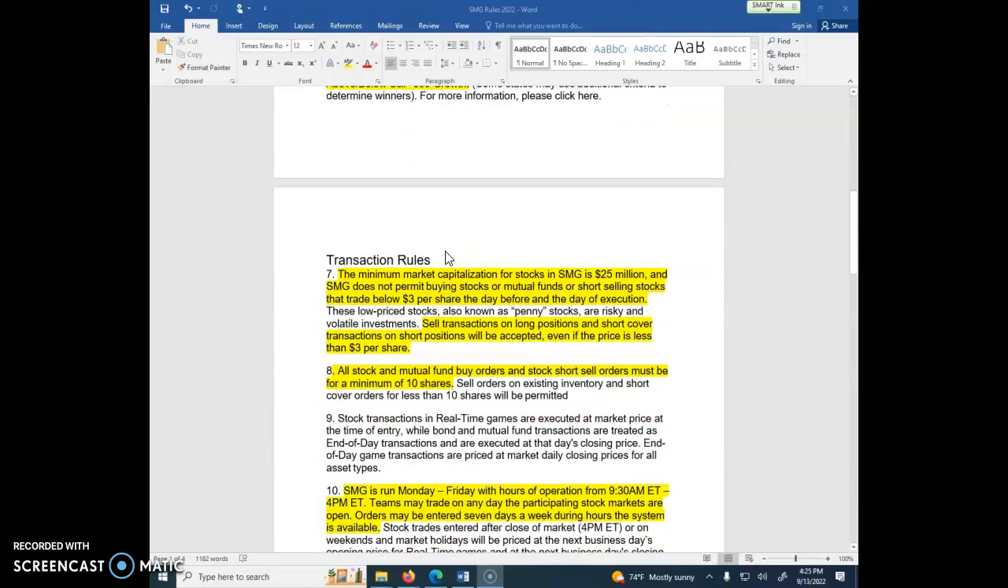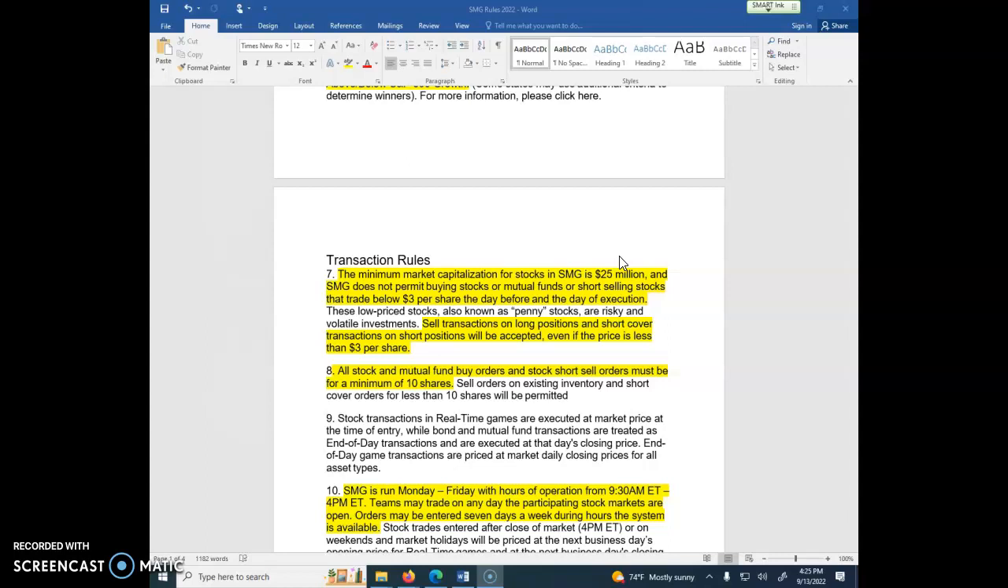More rules. The minimum market capitalization in the stock market game is 25 million. What does that mean? You remember that field, the market cap, that we looked at when we were looking at stock listings? The market cap is the total value of a company's stock. The market cap for Coca-Cola, for example, is about $270 billion.